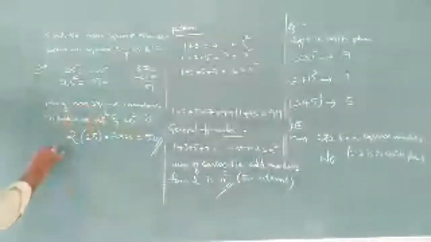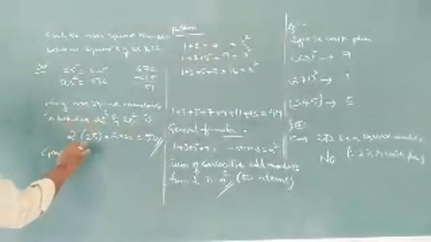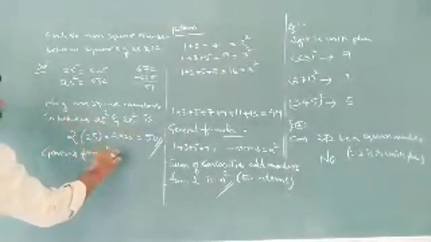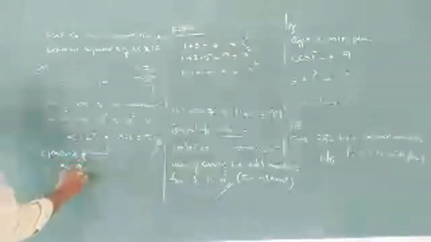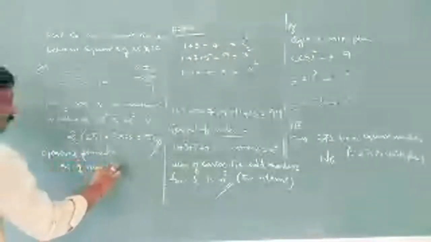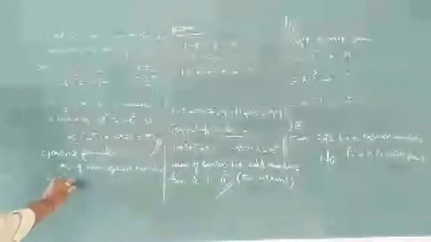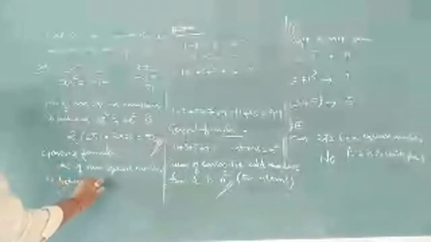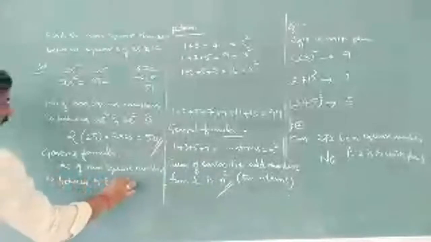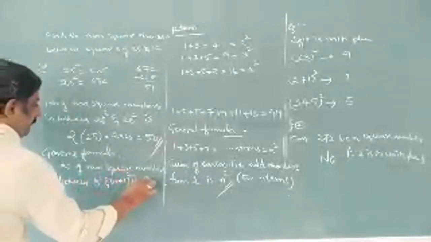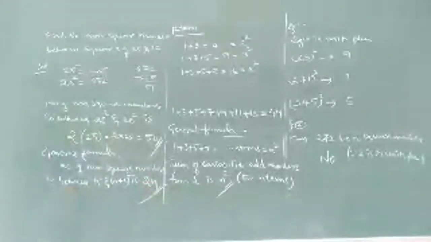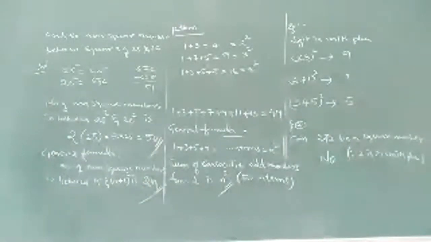So what is the general formula we'll write here? The number of non-square numbers in between n square and n plus 1 square is simply 2n. So like this we can find the non-square numbers between two consecutive squares.